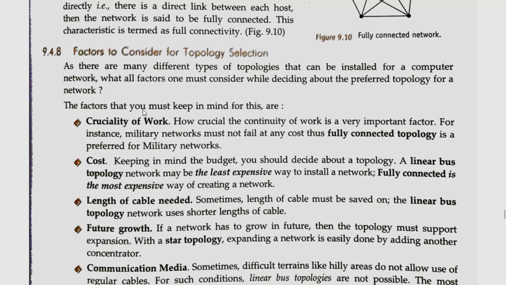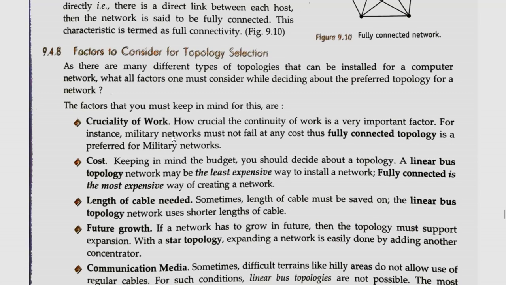So it is mentioned here that the factors that you must keep in mind for this are the cruciality of work. First of all, you have to see how crucial that particular work is. The cruciality of the work is totally dependent upon the need of that situation, the need of the hour. For example, if you are talking about the military, in military every second is crucial. So that is a highly crucial networking.